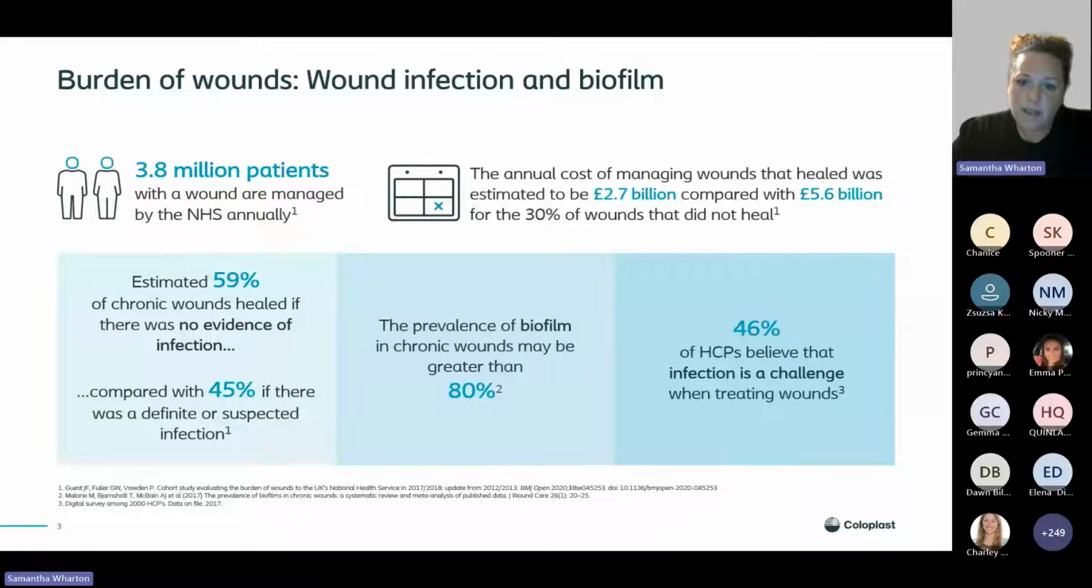We know that biofilm is a real challenge within clinical practice, and that over 80% of chronic wounds will contain biofilms. Following a questionnaire survey given to 2,000 healthcare professionals, just under half of them believe that wound infection is a challenge when treating wounds. It can be challenging to identify it, to manage it, and to choose appropriate dressings to progress those wounds into healing and get rid of that infection once it's embedded in those wounds.